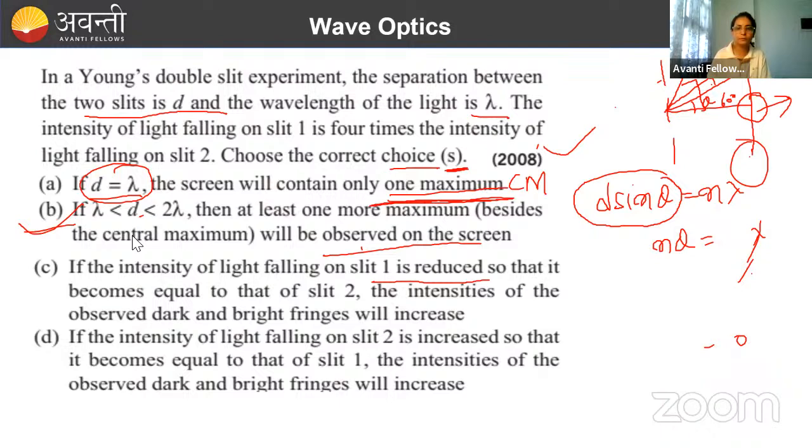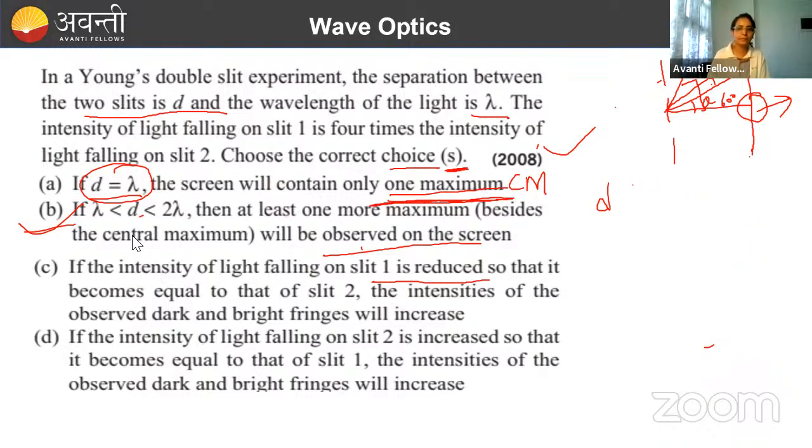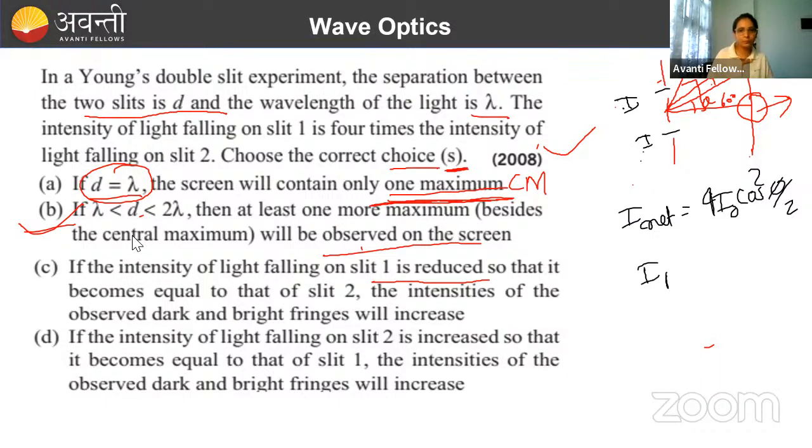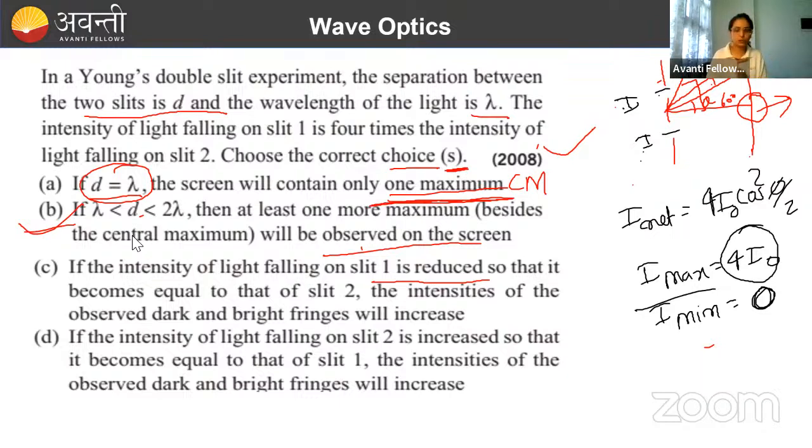In maxima, what happens? If both slits have the same intensity, then according to NCERT the formula we use for I net is 4 I naught cos square phi by 2, where phi is the phase difference at that point because of the 2 rays of light. So if intensities are the same, I max will be 4 I naught and I minimum will be 0. So the dark band will be completely dark and the bright band will carry the intensity of 4 I naught.